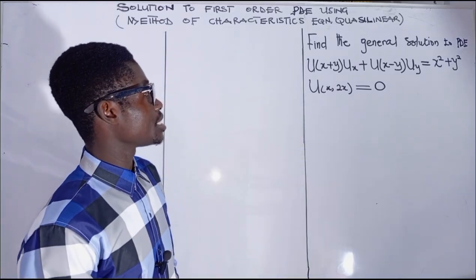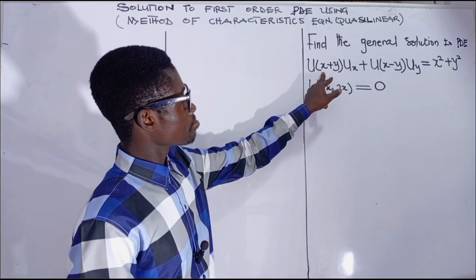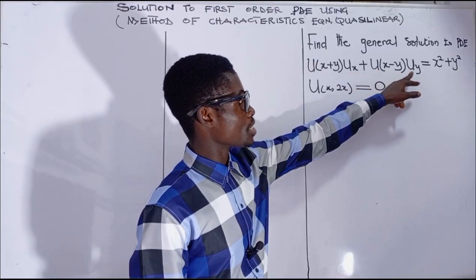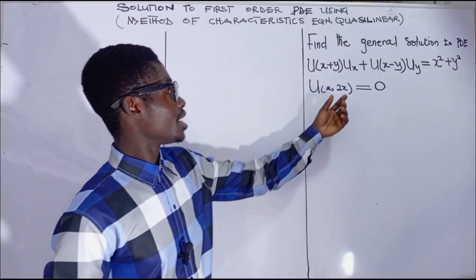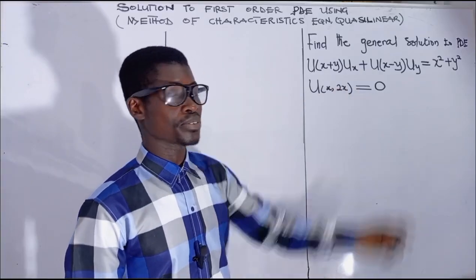So we want to find the general solution to the PDE u x plus x minus y u y is equal to x squared plus y squared, with the auxiliary condition given as u of x comma s is equal to 0.